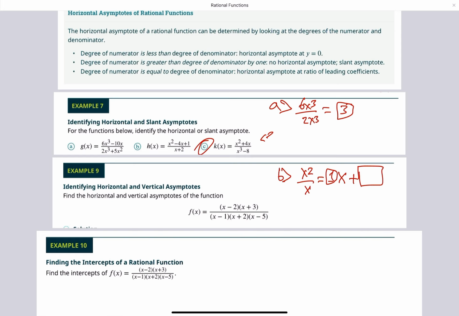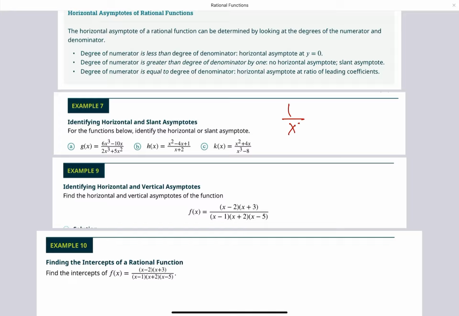And with option C, how do I solve this? X squared divided by x cubed. I'm just left with 1 divided by x, correct? X squared divided by x cubed is just 1 divided by x. As x goes to infinity or negative infinity, you're getting 0. So this equals 0. That's your horizontal asymptote.